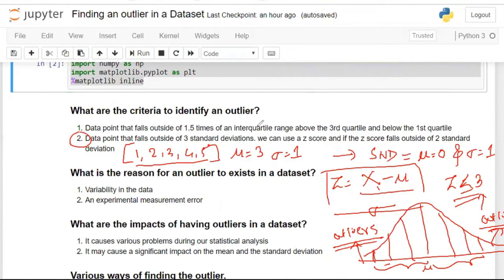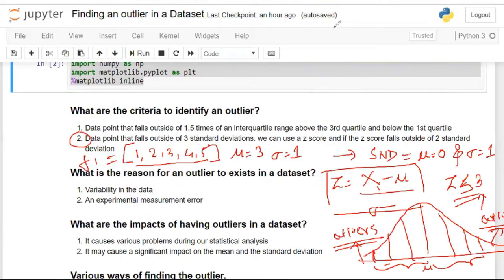With the Z-score, suppose I have a feature like F1 with all its values. I will go and see which values fall within the third standard deviation. If a value does not fall within the third standard deviation, then I'm going to consider that particular value as my outlier. Simple, very easy. So this is how a Z-score works.